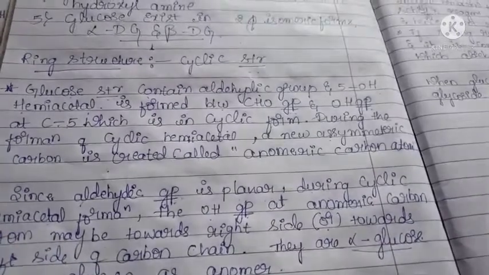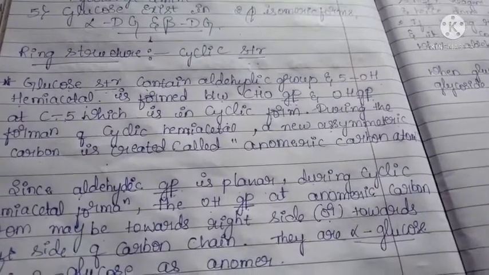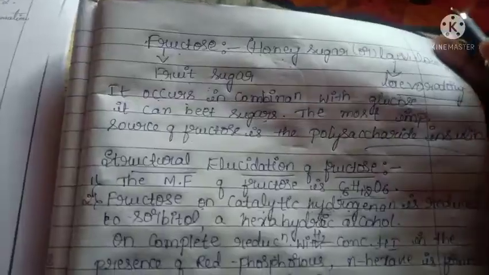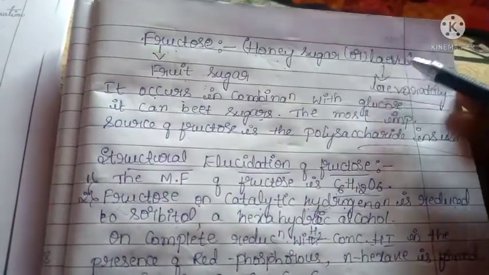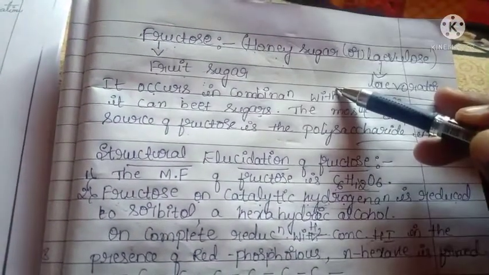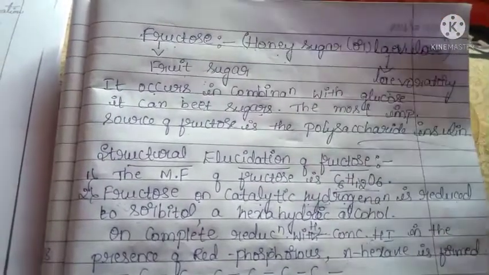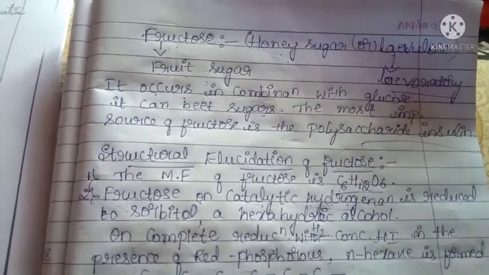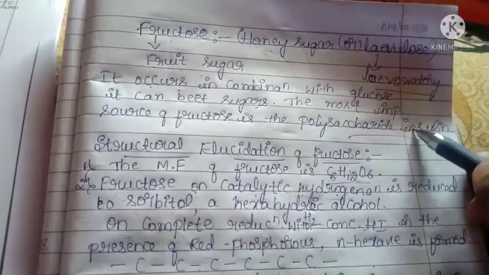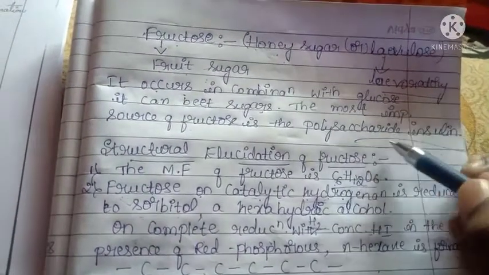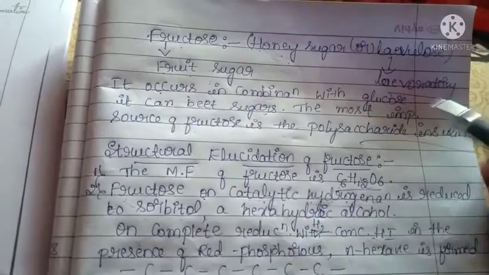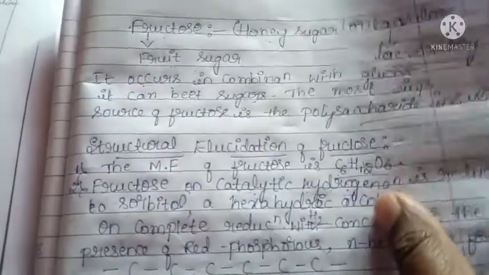Dear students, in the last class we learnt that fructose is a honey sugar, or a fruit sugar. It occurs in combination with glucose and in beet sugars. The most important source of fructose is the polysaccharide inulin.